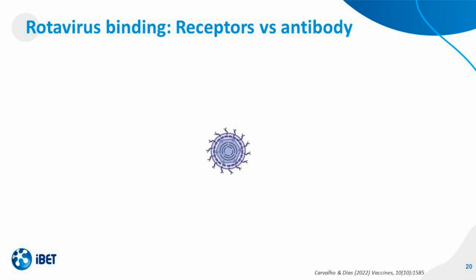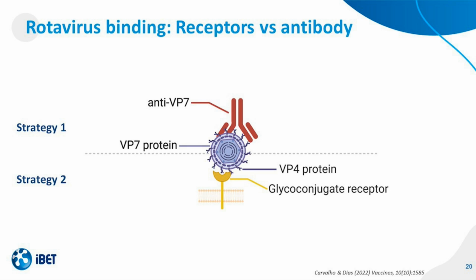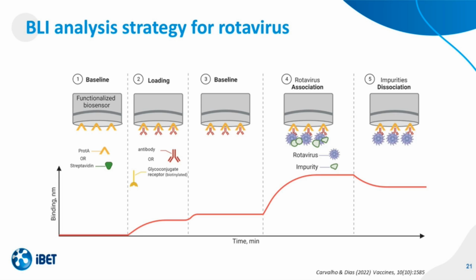So the method explores different strategies based on different proteins of the rotavirus. Strategy 1 uses the binding of a VP7 protein, a capsid protein of the rotavirus, to an anti-VP7 antibody. Strategy 2 uses the spike protein, VP4, and its interaction with receptors that are present in the cell. For different viruses, similar strategies can also be explored. So here we have an overview of the two strategies that I just mentioned.